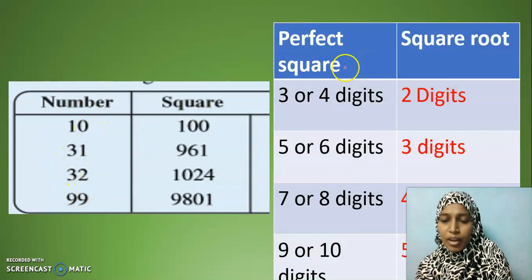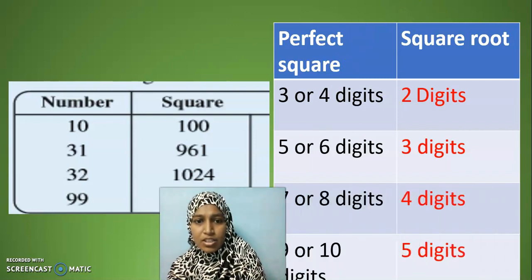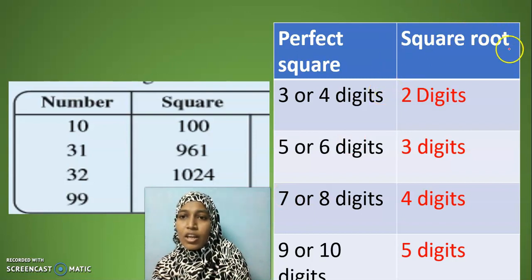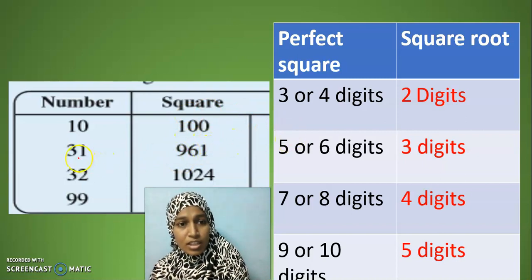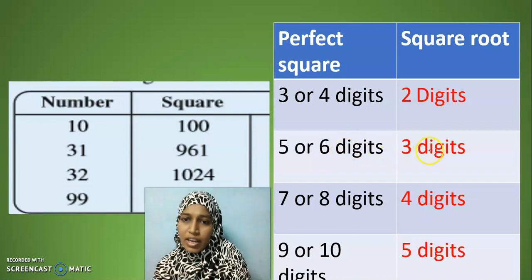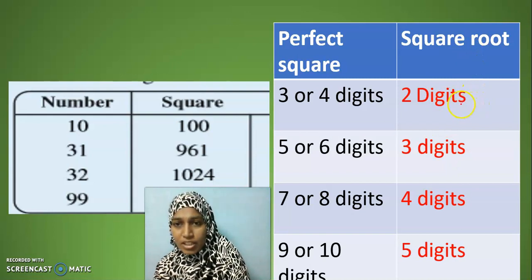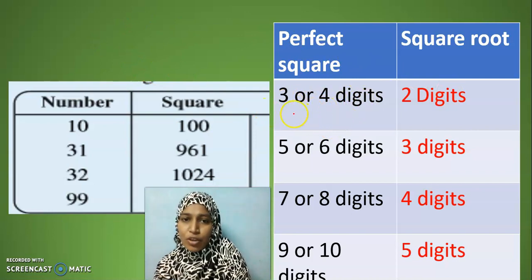So I can have a conclusion, if the perfect square number has 3 or 4 digits, surely its square root is a 2-digit number. If I find the square root of 100, it will be a 2-digit number. If I find the square root of 961, it is 31. So it is again a 2-digit number. So with the number of digits in a perfect square, I can decide the number of digits in its square root. Similarly, if I know the number of digits in a square root number, I can guess the number of digits in a perfect square as 3 or 4 digits. Is it clear, my dear children?